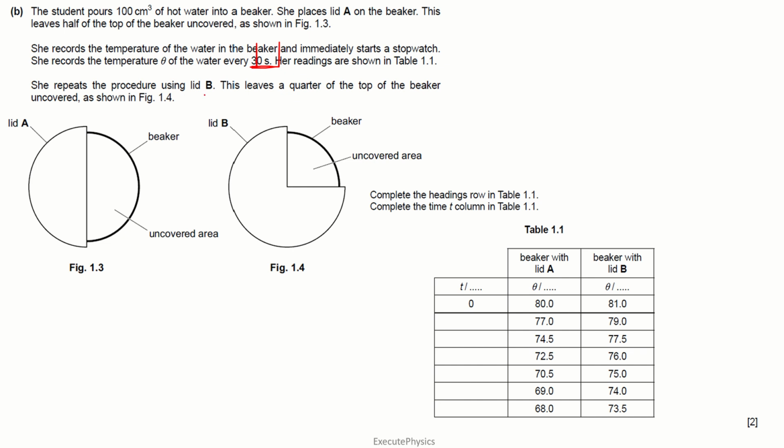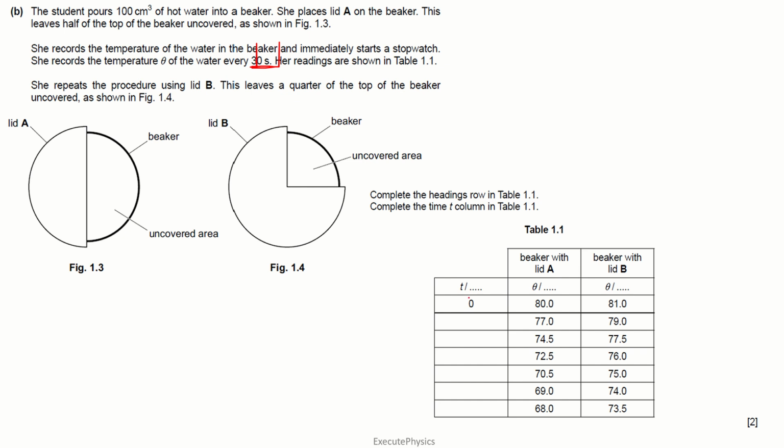She repeats the procedure using lid B. So this is lid B. As you can see, 3/4 of the beaker is covered with lid B. This leaves a quarter of the top of the beaker uncovered. Only a quarter will remain uncovered. So complete the headings row in table 1.1. Complete the time column in table 1.1.